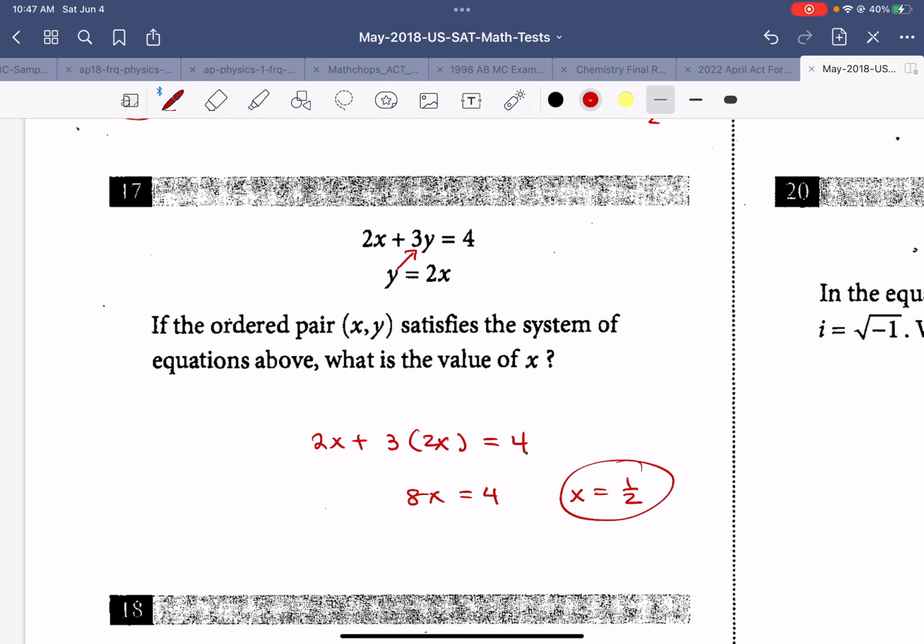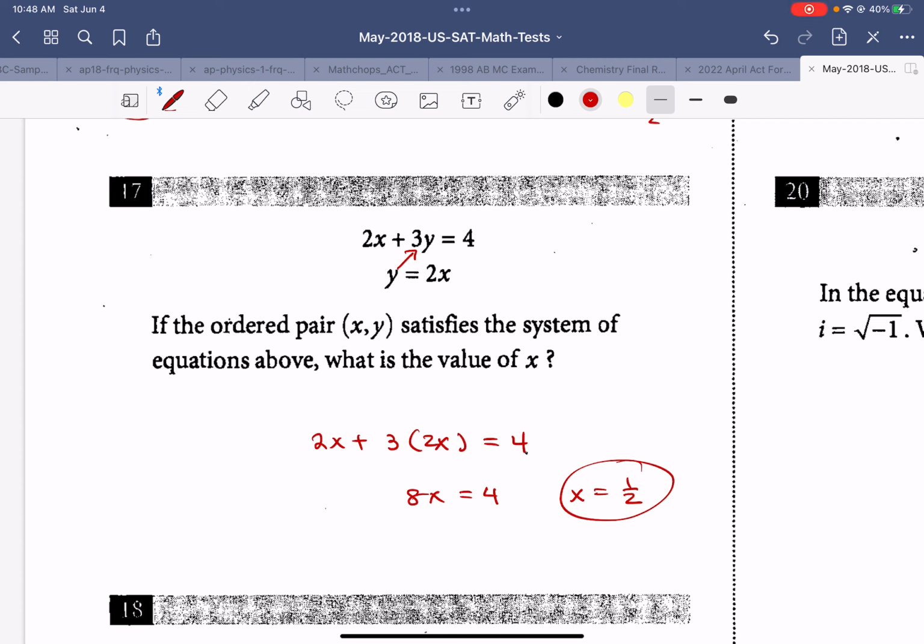Okay, just set equal. You can substitute in this type. Sometimes you use the linear combination method, which is you eliminate one of the variables, but in this case you substitute, and then you can find out the unknown.